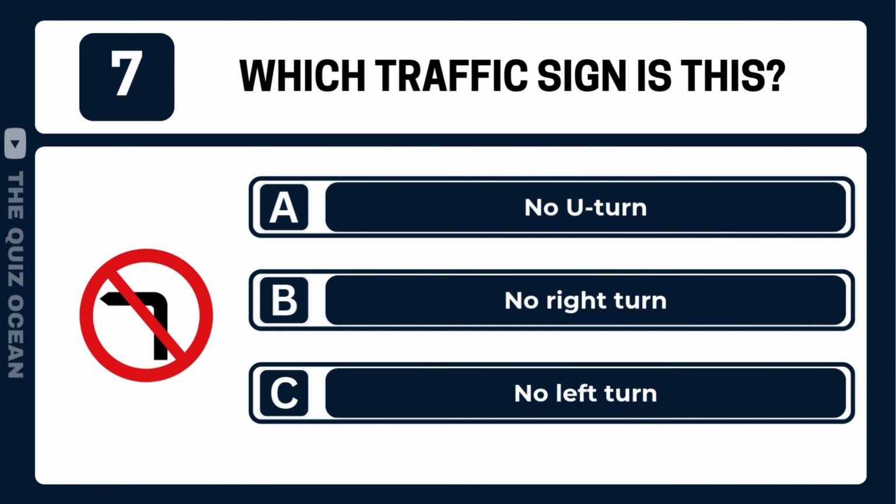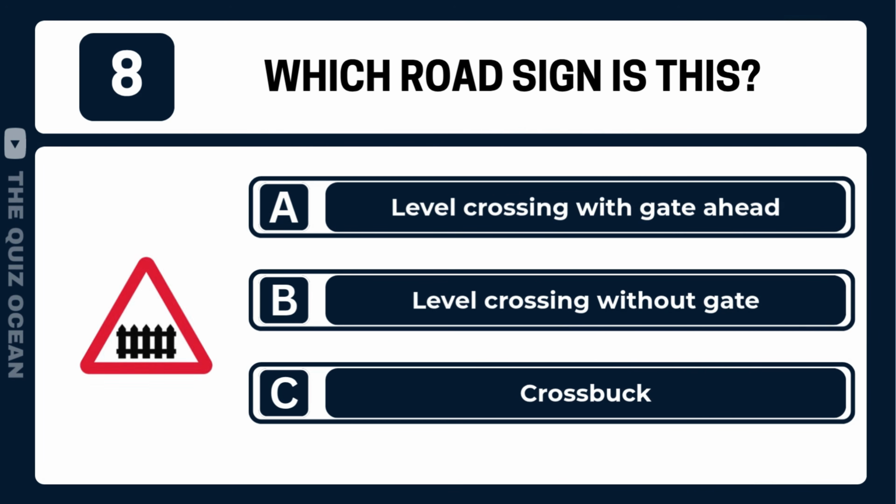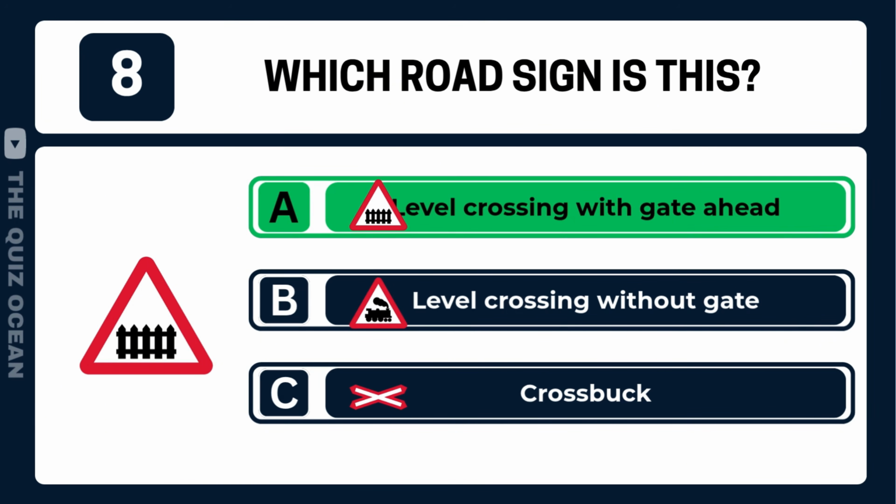Which traffic sign is this? The answer is C, no left turn. Which road sign is this? The answer is A, level crossing with gate ahead.